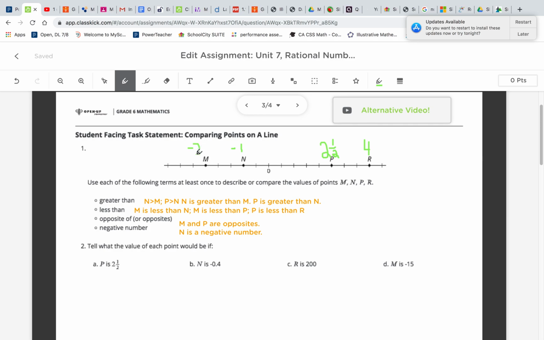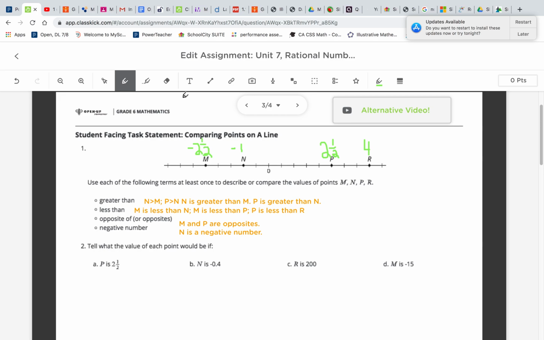You could have also known that M was going to be at negative 2.5 because we already said that M and P are opposites. So once we knew that P was 2.5, M had to be negative 2.5. You could have thought of that in that way as well.